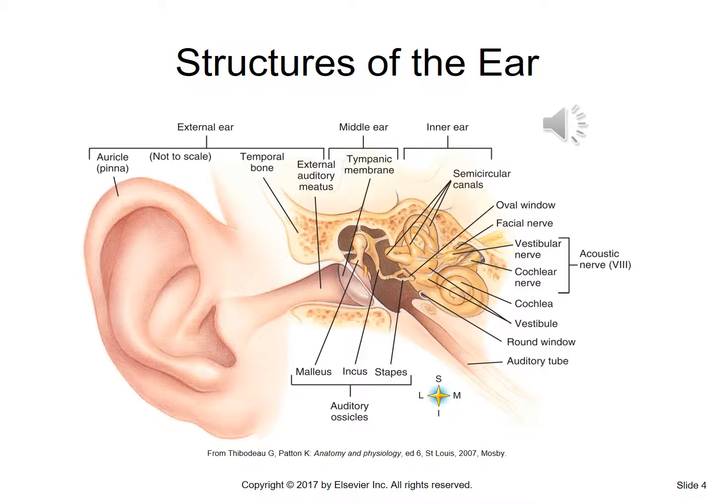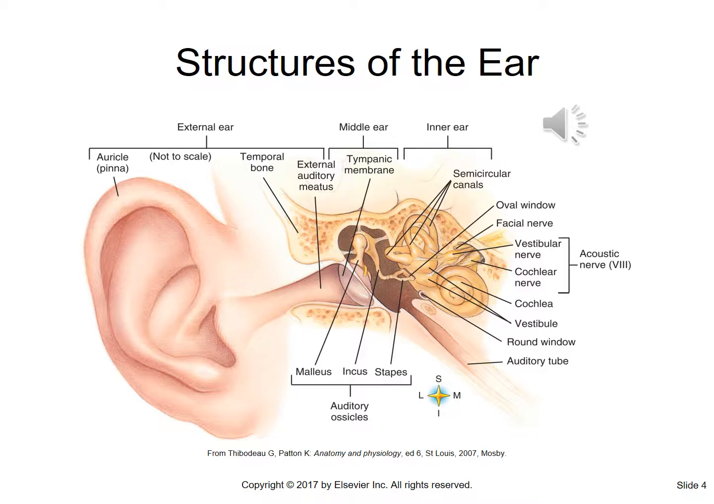All structures that lie lateral to the TM include auricle, known as pinna, which is a cartilaginous structure that gathers sound waves, our temporal bone, external auditory meatus, which leads to the final structure known as the external auditory canal. Our external auditory canal is lined with glands that secrete a waxy substance called cerumen, also known as earwax.